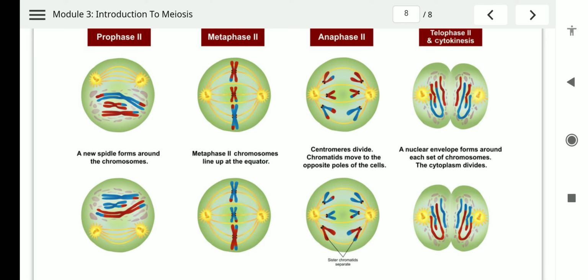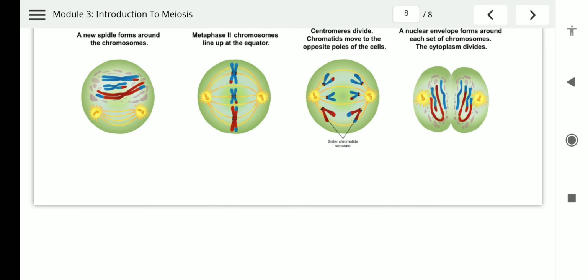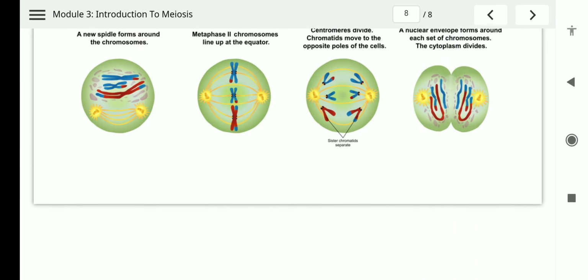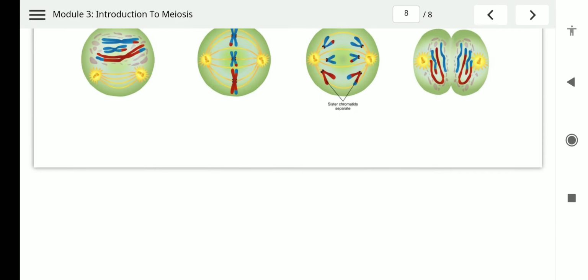In both the daughter cells the same events occur, and at the end we will see that 4 daughter cells are formed, which have the haploid number of chromosomes. So, this is all about meiosis cell division.